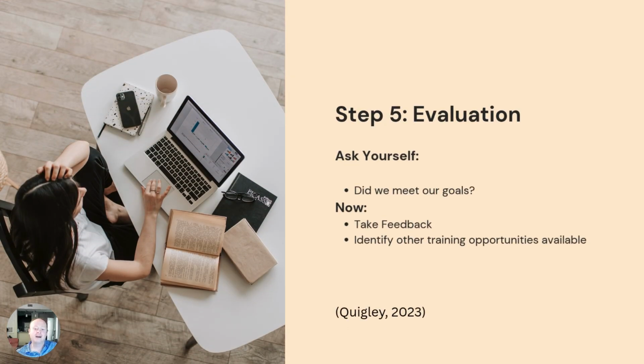Okay? And finally, our final step, the evaluation. So we ask ourselves, what were our goals originally? Did we meet them? Okay? Now that we've concluded this course, we take the feedback, we take the evaluation, whether it's a formal evaluation from the administrator or feedback from our students. Okay, what do we need to change to make this successful in the future? And then we identify other training opportunities available, such as professional development, what materials do we need for next year, and so on. So that is the most simple and effective model, and that's the most commonly used.